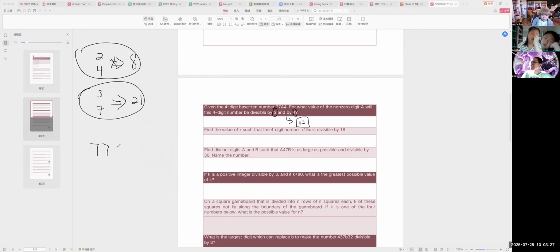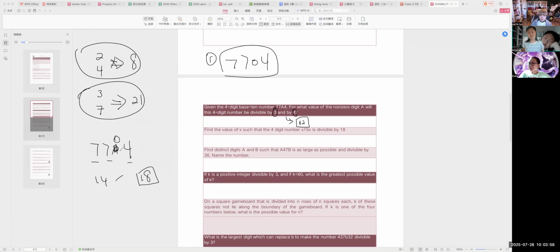Okay, so 7, 7, A, 4. So how do we do it? We can just find the first one. 7 plus 7 equals 14 and 4 equals 18, right? 18 is divisible by 3 already. So we can just put A as 0. So 7704, correct? Correct, Zoe? Okay, so this is the first one.